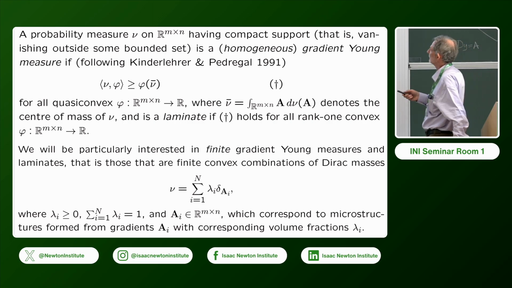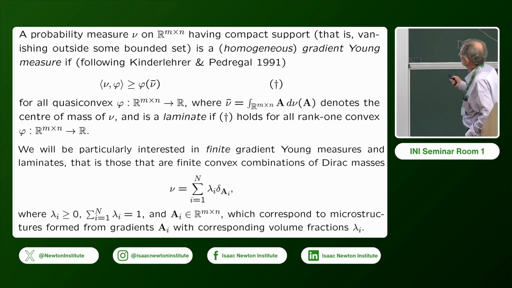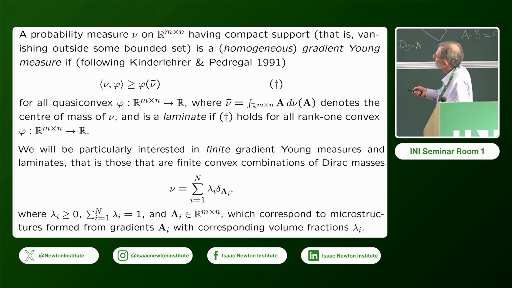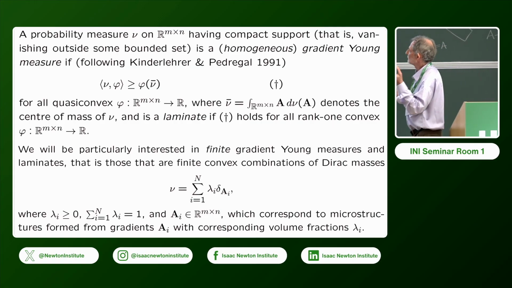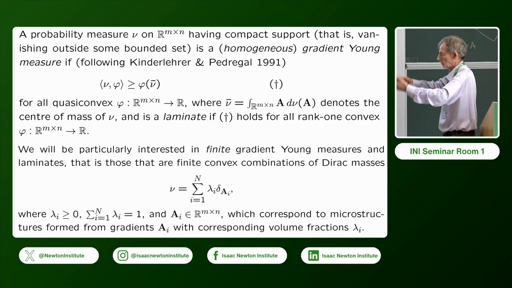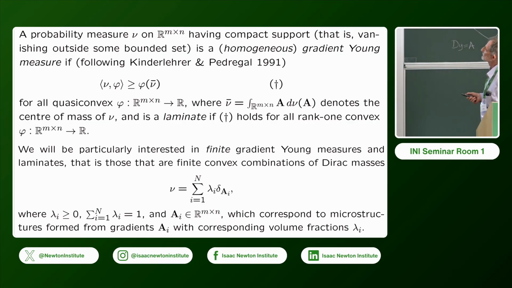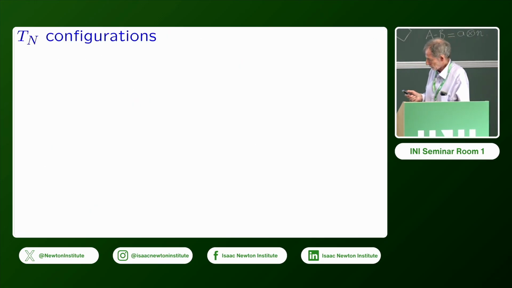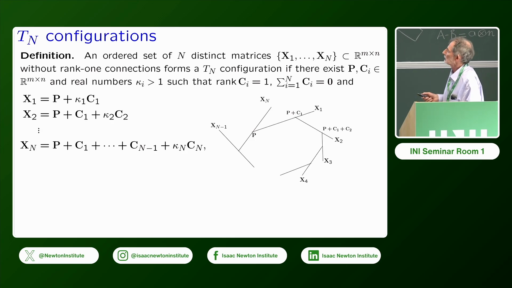And we're going to be particularly interested in finite gradient Young measures and laminates. And those are measures which are finite convex combinations of Dirac masses. And so you think of these as corresponding to microstructures formed from gradients A_i, each one taken with a volume fraction lambda_i. So it's a way of thinking of microstructures.